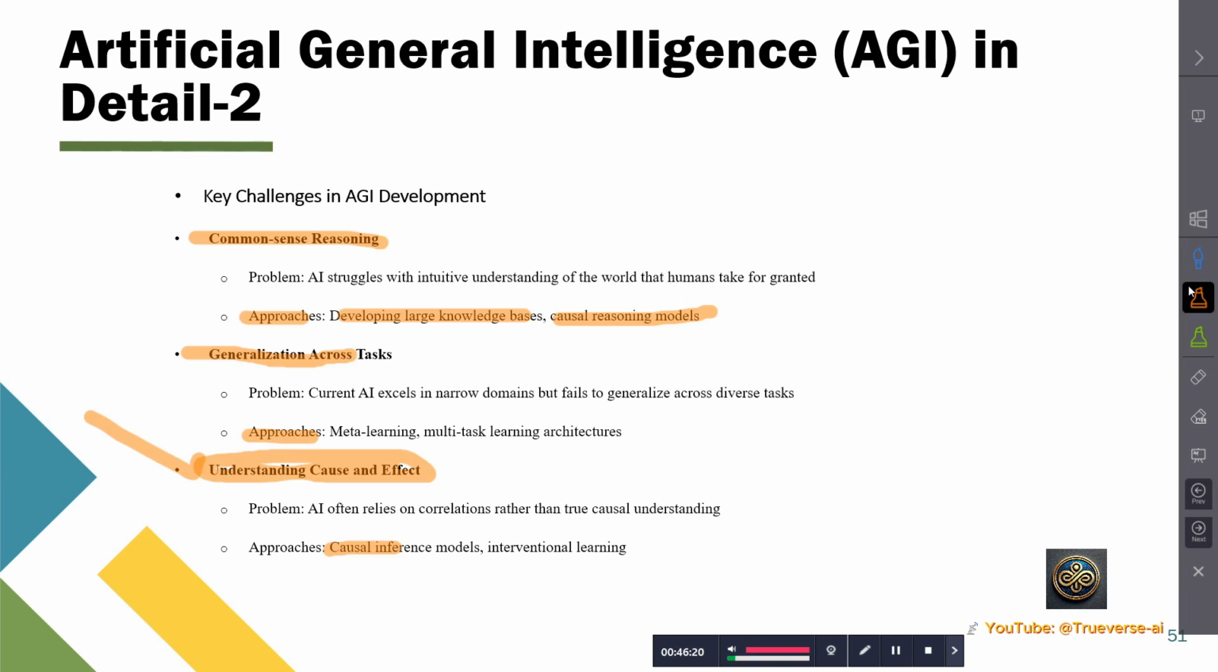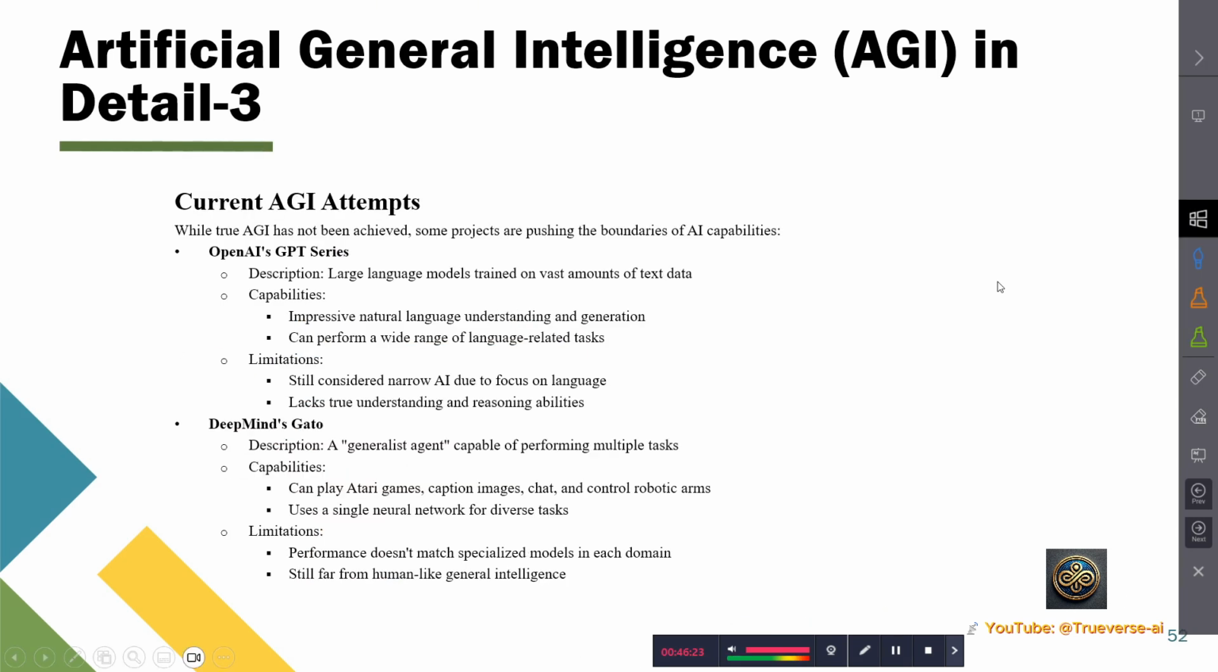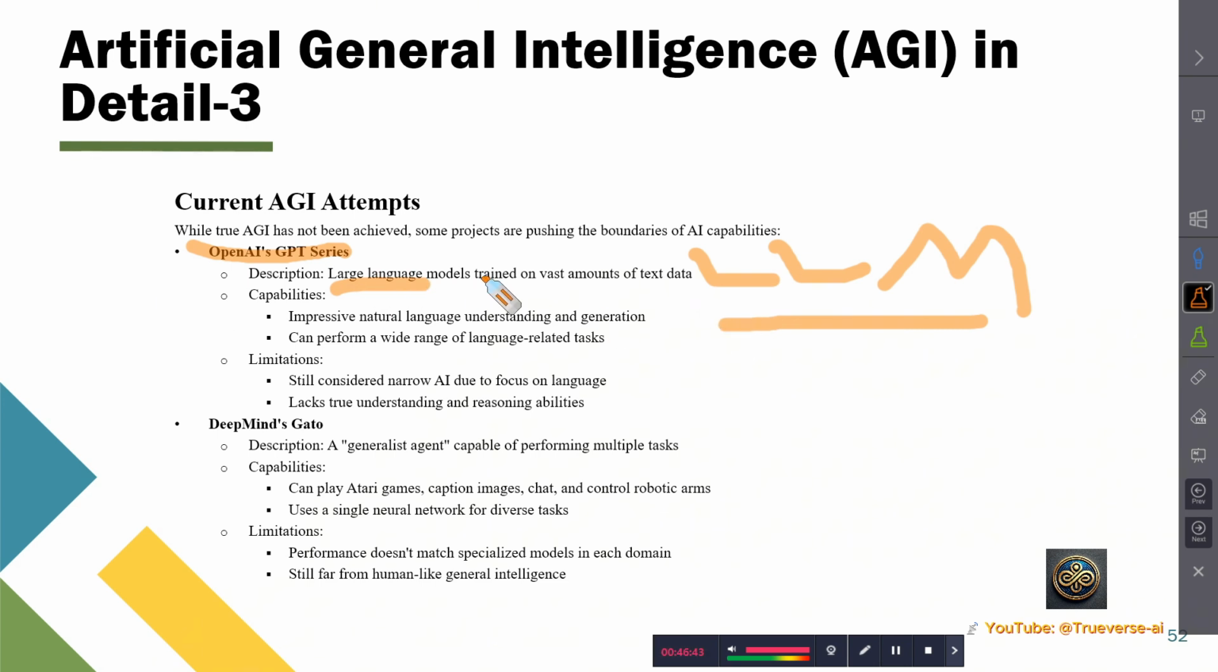So, time is short. Current AGI attempts, you can see like OpenAI GPT, large language models, which is the LLM. LLM is famous: a large language model trained on huge data, big data. So the capability is language-related tasks, answering similarly, and very creative writing. What is the limitation, like ChatGPT, Gemini, something?